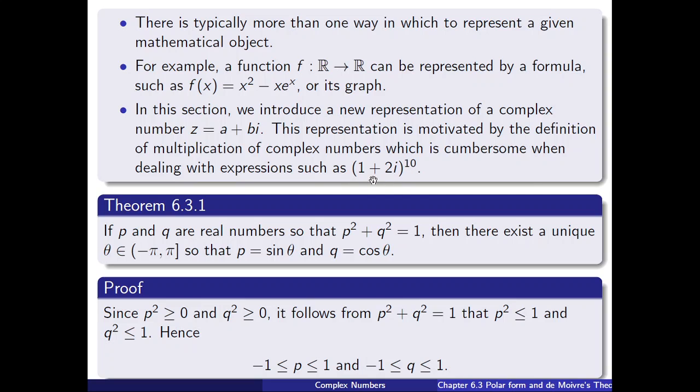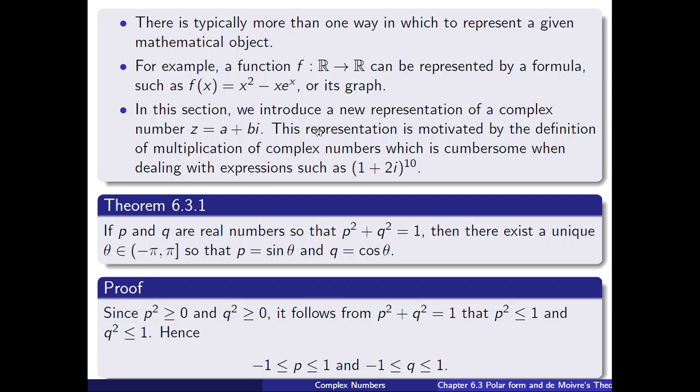So if you think about the definition that we have of multiplication of complex numbers, you will see that if we are to employ it on an expression such as this, it will take forever, and we will see in this section that de Moivre's theorem will simplify that calculation.